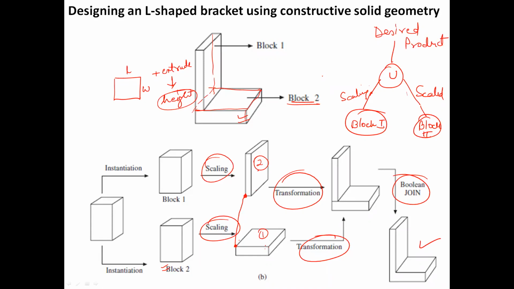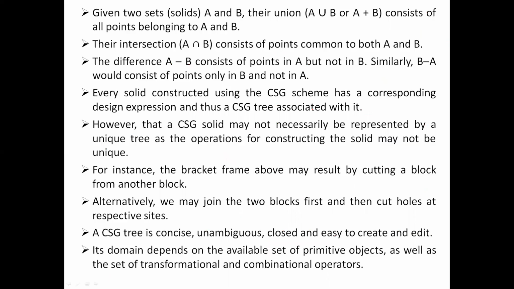For a chain of commands or sequence of operations, this CSG tree can very easily replicate how this object has been made. So we are basically using two things. If I want to add the two objects together, then I am doing A union B or A plus B. If I'm taking the intersection part, then it is A intersection B. And if I am subtracting one object from another, that is A minus B.